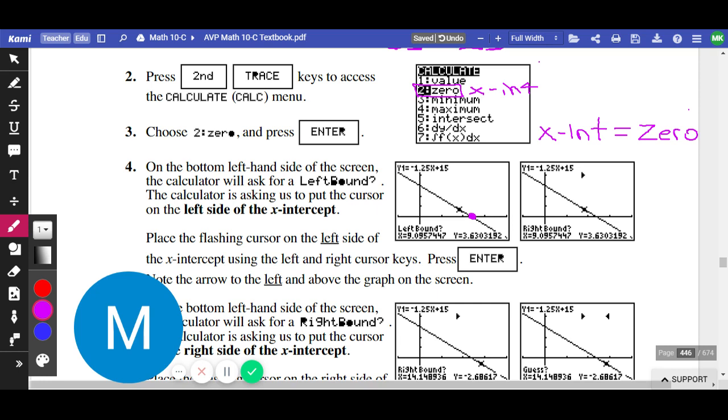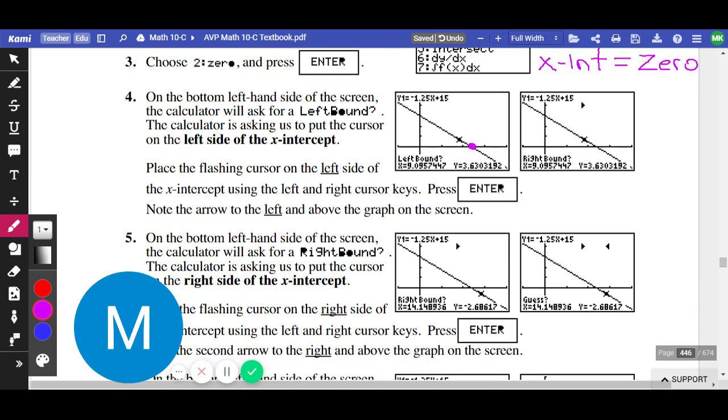So when you click that option, it now brings you to your graph. It should look like this, and it should say left bound on it. Does it say that? Fantastic. The reason it's saying that is that in the future, you're going to have graphs with more than one x-intercept, and maybe you only want to find one of them. So your calculator wants to know which one you want it to find.